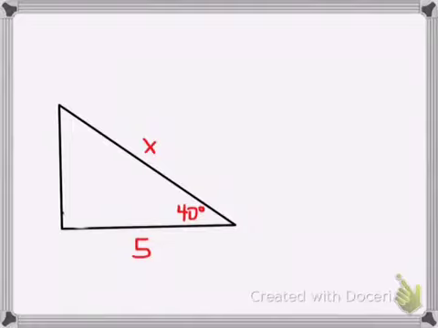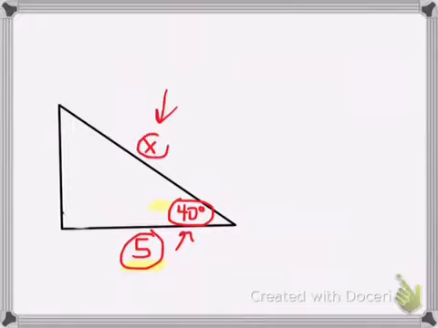Now, the first thing you want to always do when you're given a right triangle problem is identify the pieces that you're given. What are we given here? We're given 40 degrees, which is good. We know that this angle is 40 degrees, and we know that this side is 5. And the side that we're looking for in this case is the hypotenuse of the triangle. So we have an angle, we have a leg that happens to be adjacent to the angle, and we're looking for the hypotenuse.